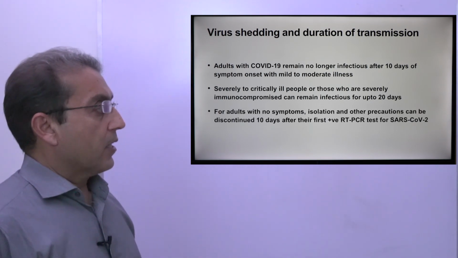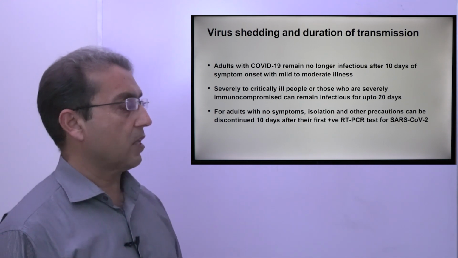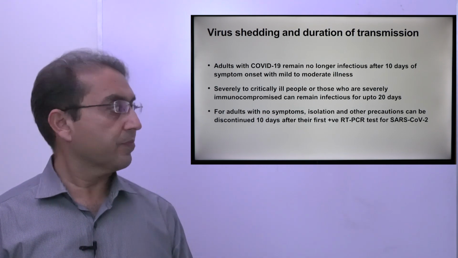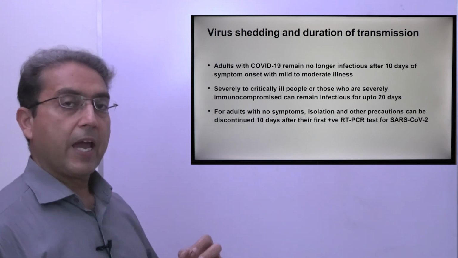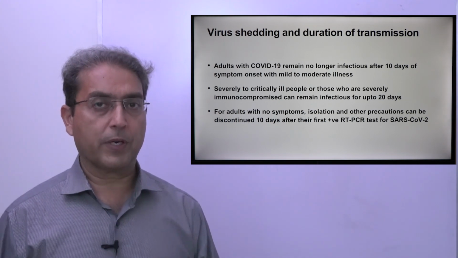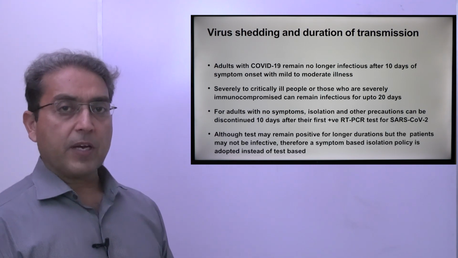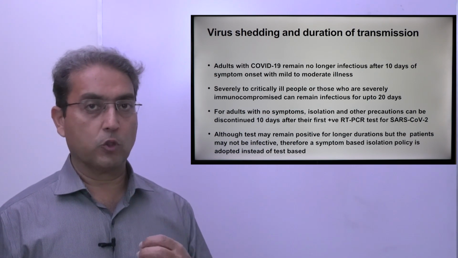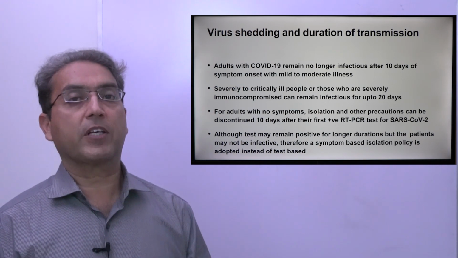For adults with no symptoms, isolation and other precautions can be relaxed 10 days after their first reverse transcriptase PCR is positive. So if the PCR for SARS-CoV-2 is positive and they are not symptomatic, then after 10 days, those precautions can be relaxed. The PCR may remain positive for very long durations, but the individual may not be symptomatic and may not be transmitting infection to others.